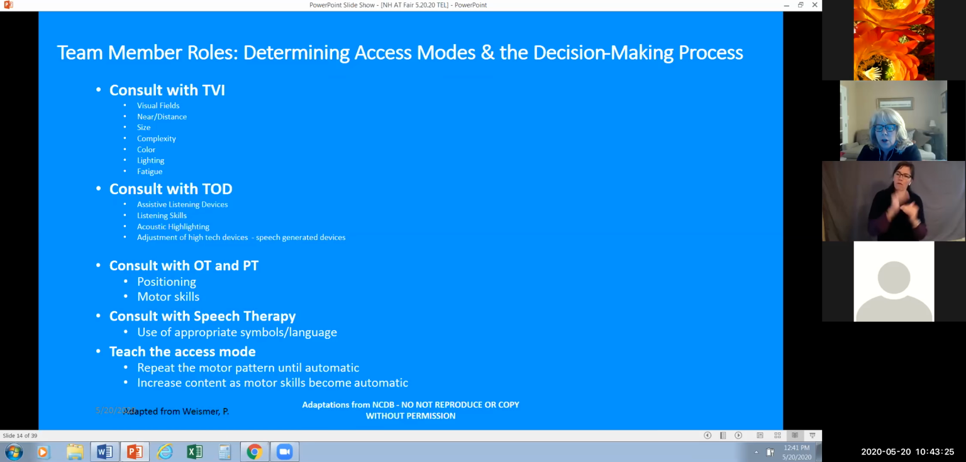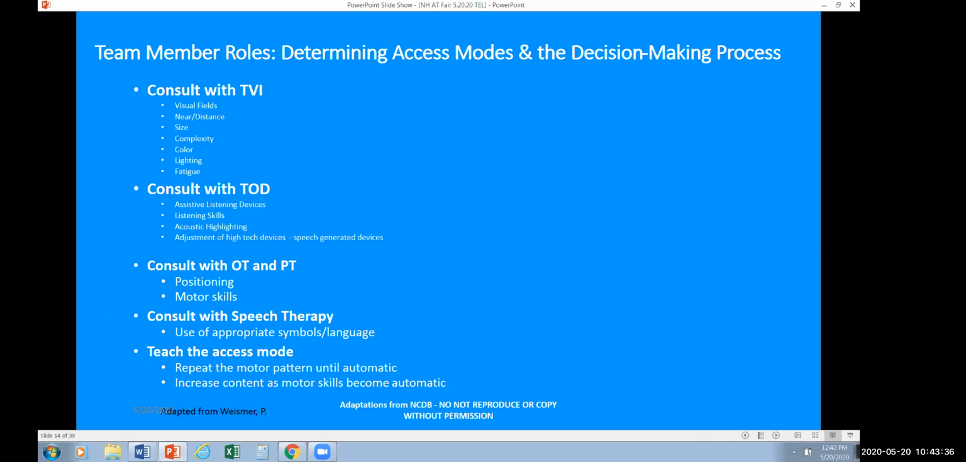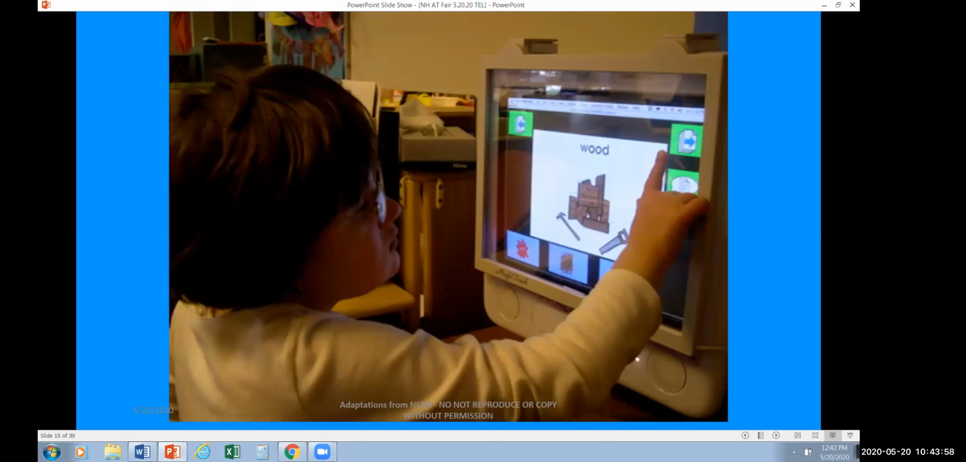And the speech language folks are really critical in terms of helping decide what are the most appropriate symbols. And then the others that I mentioned are really helpful in terms of how can you modify those symbols and certainly make sure you have appropriate positioning. Once all that's made and you decide on the access modes, then you've got to really work on the motor pattern that needs to be taught, whether it's pointing or reaching or activating a switch. All of those different access modes frequently need to be taught with the students I'm speaking about.